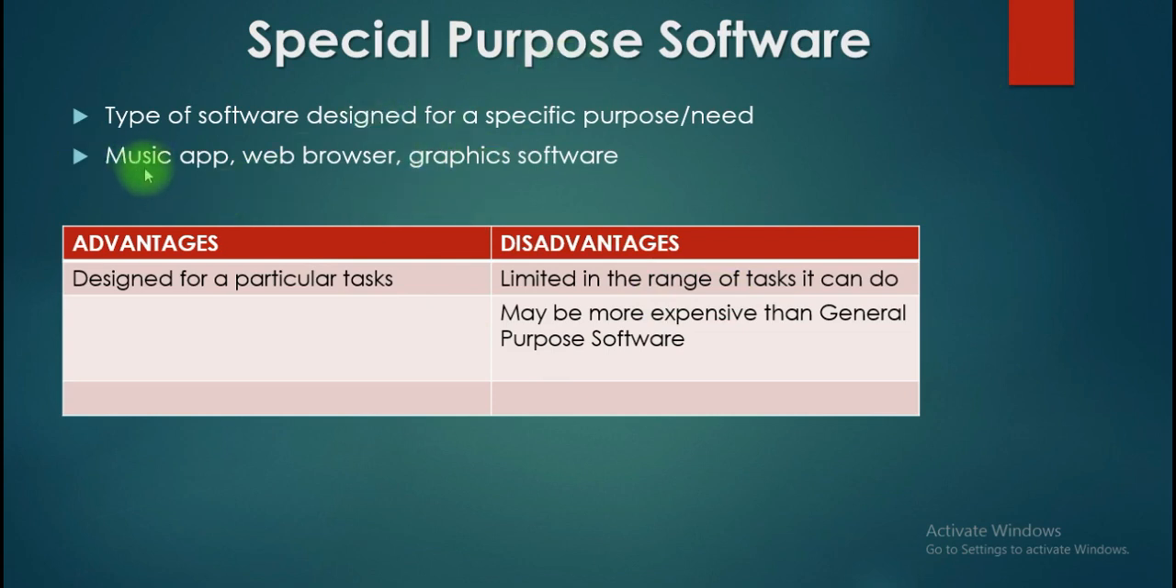Then you have other things like music apps, such as VLC or QuickTime Player, or you have iMovie, or apps like those. Where browsers, you have Chrome, Mozilla Firefox. Graphic software would be like Adobe Photoshop or Illustrator, CorelDRAW. Alright, so those are examples of special purpose software. So they carry out a specific task or job.